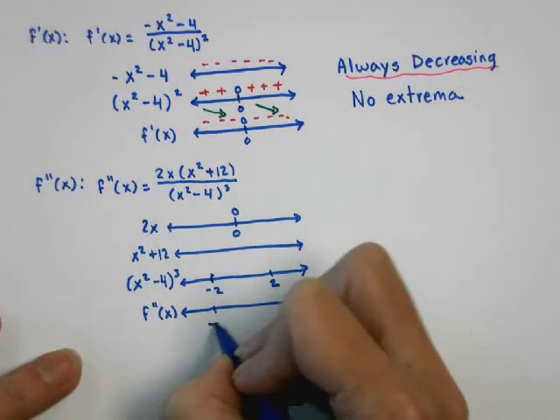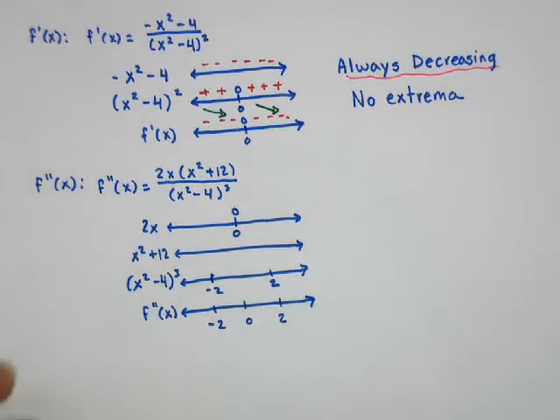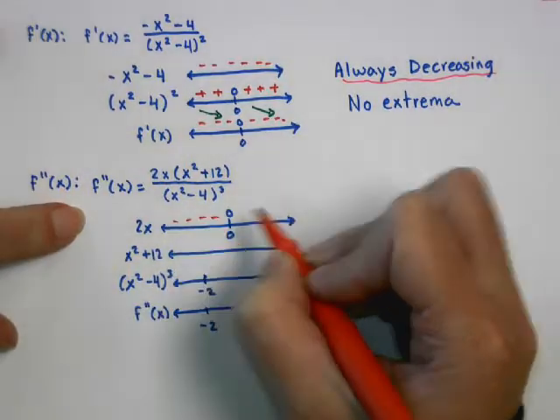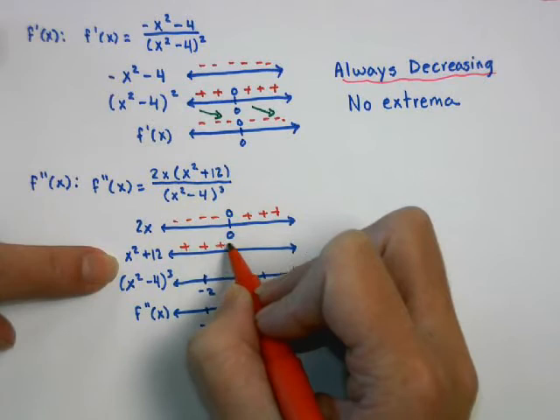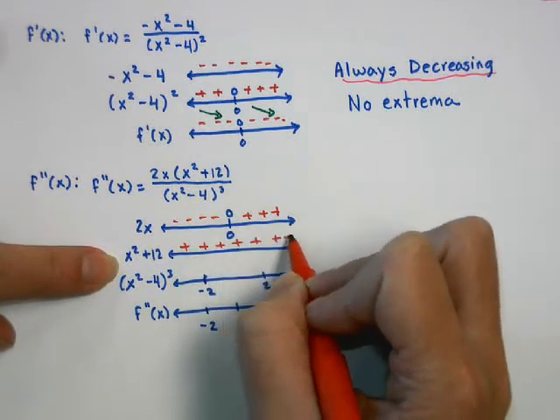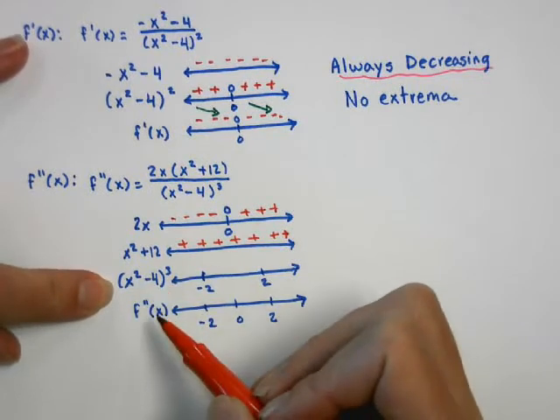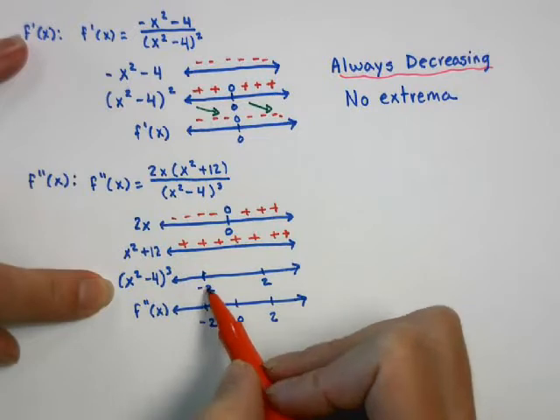So this first one goes from negative to positive. X squared plus 12 is always positive. This one, since we're cubing it, if the inside is negative, it's going to be negative. If the inside is positive, it's going to be positive. So if I plug in a number less than negative 2, that makes this bigger than 4. So it's going to be positive there.